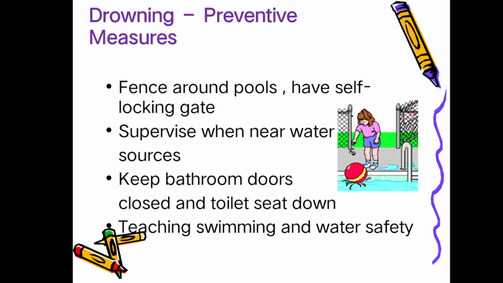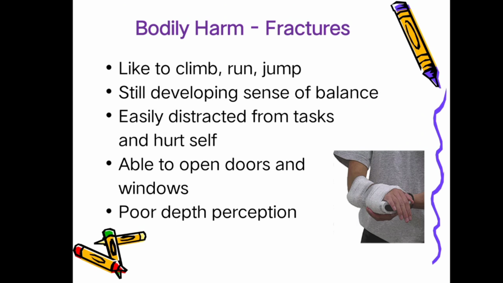Next, how we can prevent drowning: fence around the pools and have a self-locking gate. Supervise when near water sources. Keep the bathroom doors closed and the toilet seat down. Teach swimming and water safety to the children. If they are able to understand water safety measures, from a small age you can also teach them swimming. And whenever the baby is going near water sources, as a caregiver, you have to supervise as needed.